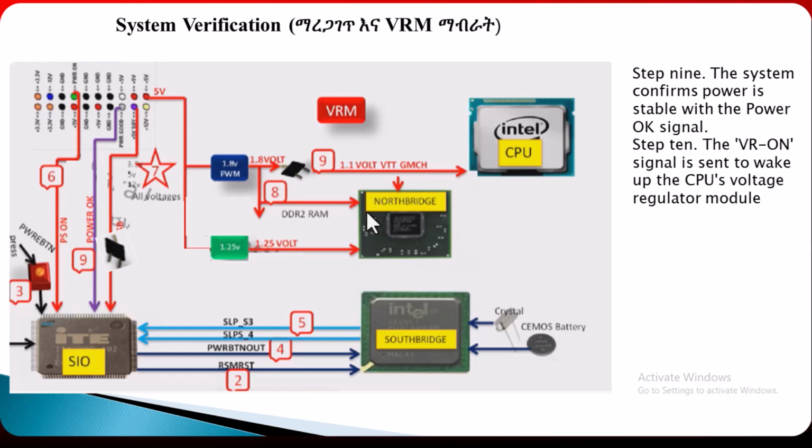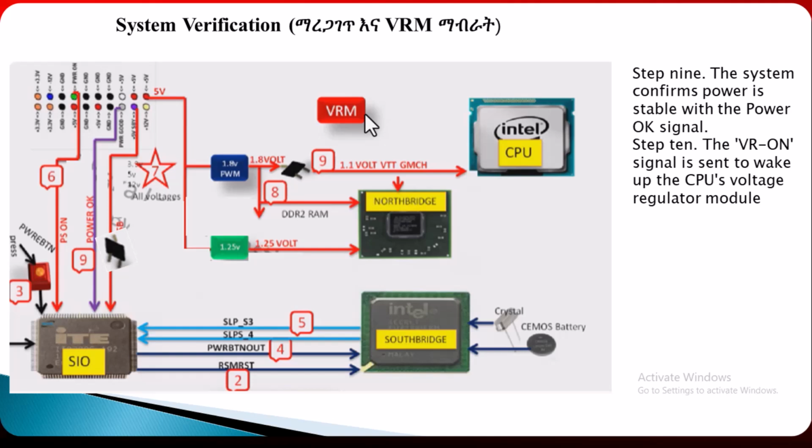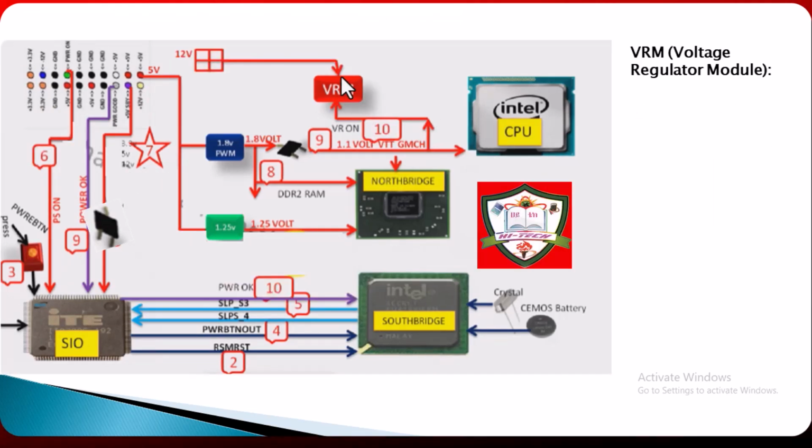The system confirms power is stable with the power OK signal. The VR on signal is sent to wake up the CPU voltage regulator module. Look here, the VR on signal, voltage regulator module. This is VR on.